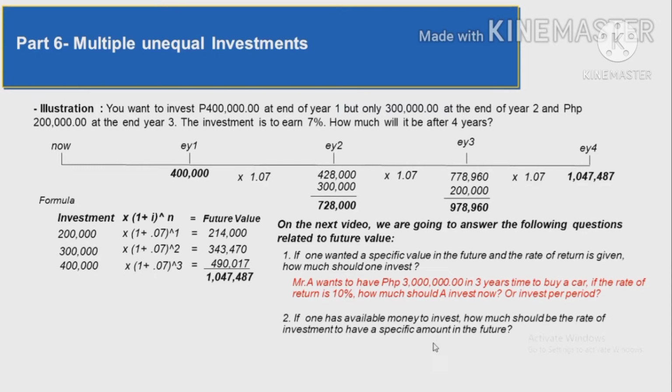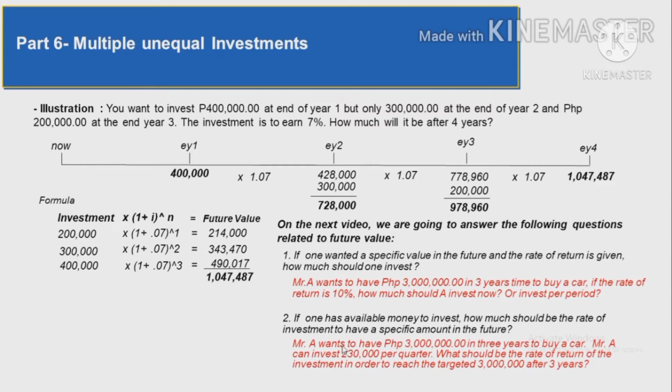The second question is, if one has available money to invest, what should be the rate of investment to have a specific amount in the future? For example, Mr. A wants to have 3 million in 3 years to buy a car. Mr. A can invest 230,000 per quarter. What should be the rate of return of investment in order to reach the targeted 3 million after 3 years? So in the second question, the rate is the one missing. The investment amount is present, as well as the desired future value. To get the missing rate, we need to discuss interpolation in the next video.